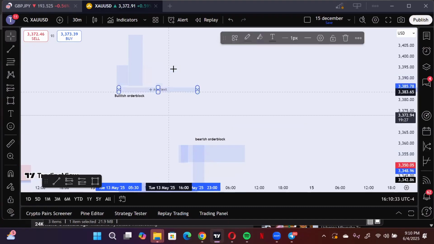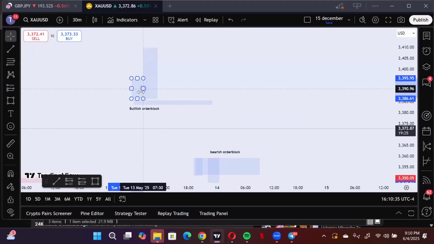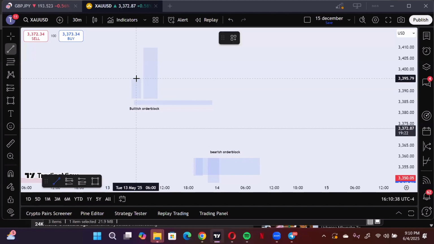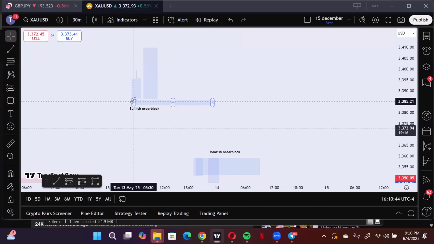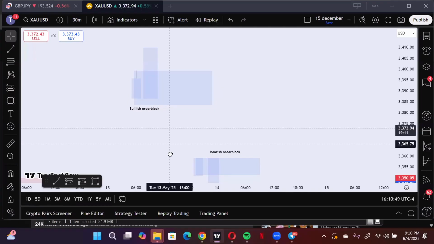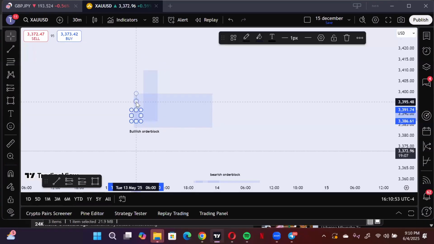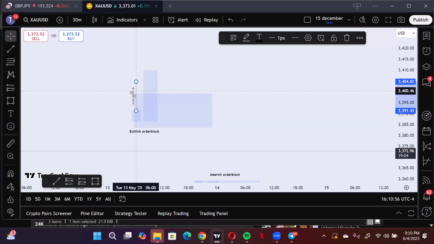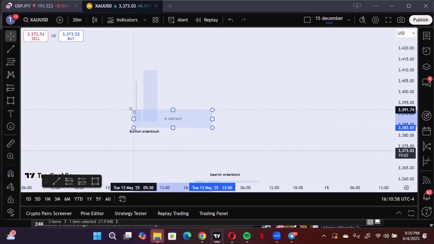So for you to know where to pick your entry when you have wicks in the candle of your order block: if the wick of this buy order block is small, and smaller than the body of the order block, you can pick your entry from the wick. But if the body of the order block is really small and smaller than the wick, let's say the wick is extremely long, then pick your entry from where the body of the order block started. Do you guys understand now?